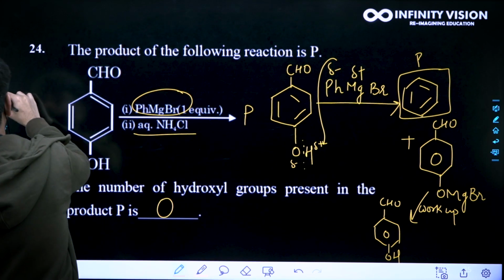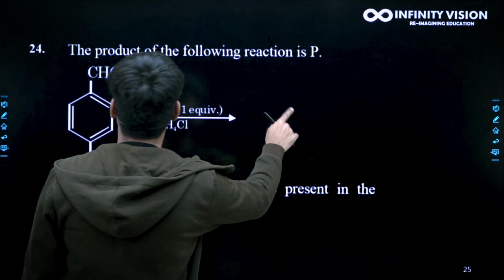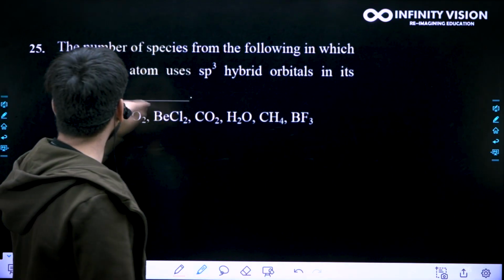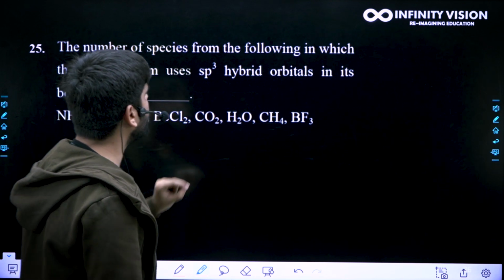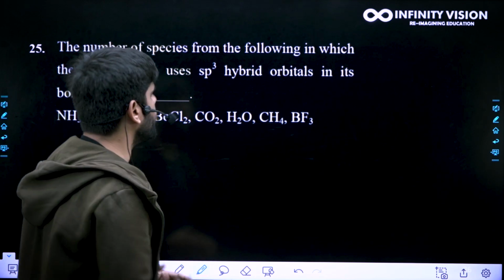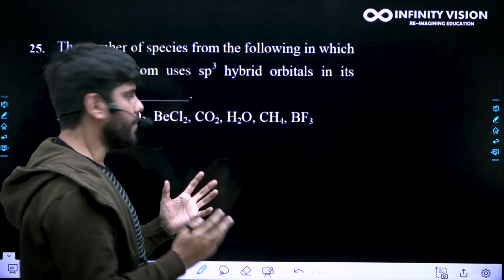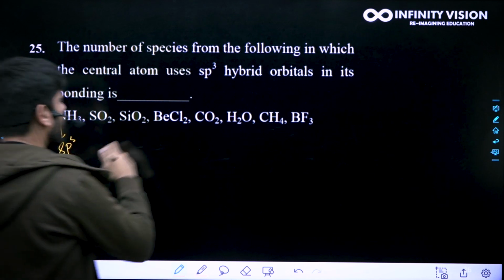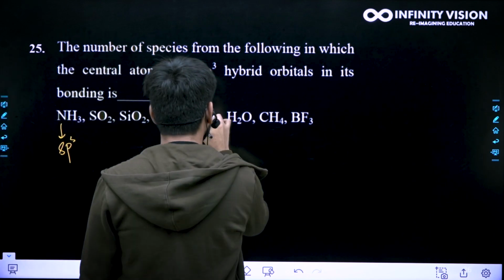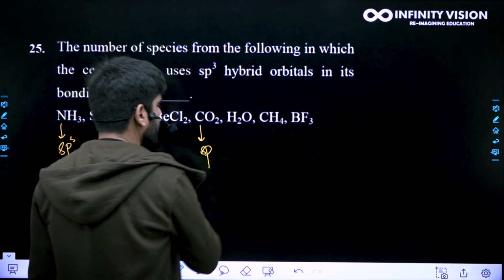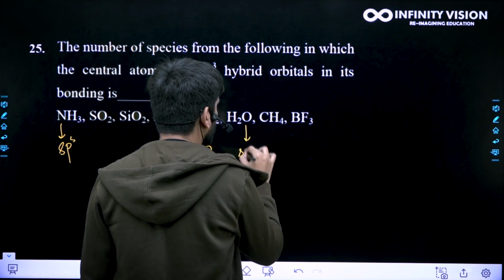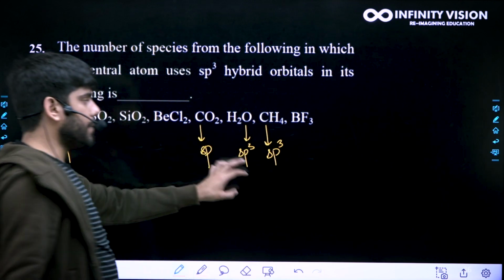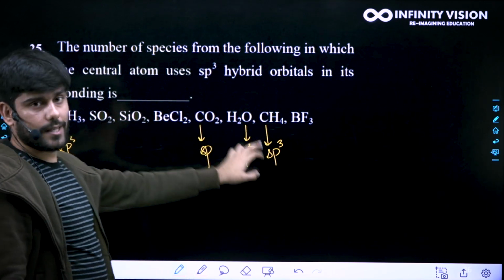All right, okay, let us discuss the next question. The number of species from the following in which the central atom uses sp3 hybrid orbitals in its bonding is, okay. Let's select the ones which are very simple. NH3, sp3 hybridization, right? N is sp3 hybridized. Then CO2, C is sp hybridized. H2O, oxygen is sp3 hybridized. CH4, it is again tetrahedral geometry. sp3, carbon is sp3 hybridized.